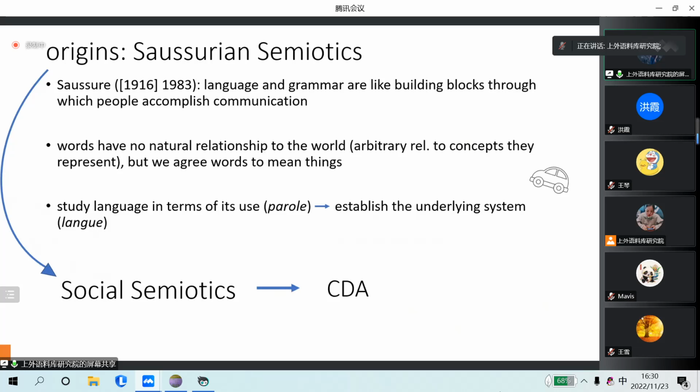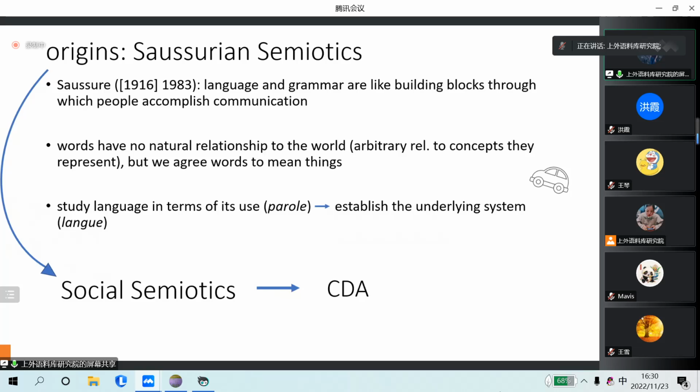Now, CDA is based on a theory of language called social semiotics, which has its origins in Saussurean semiotics. I'm sure you're familiar with semiotics in the traditional way. Saussure argued that language and grammar are like building blocks through which people accomplish communication. As a good structuralist, he would try to understand the world by finding the bigger structure in things and then see how elements make up this structure. So he studied language in terms of its use, parole, and therefore tried to establish the underlying system, langue.